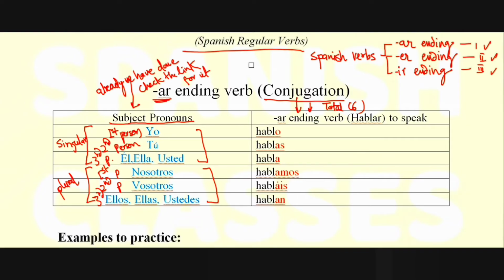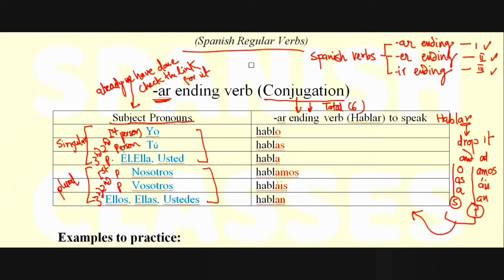We can see if we have any verb, we have to drop something. Like hablar, in hablar we have to drop AR, we drop it, and later we have to add something. What we have to add? We have to look. You can see in the box there are some suffixes written. I'm writing also here. O, as, a, amos, ais, an. Singular first, second, third. Plural first, second, third. These are suffixes used after dropping AR from the verbs.